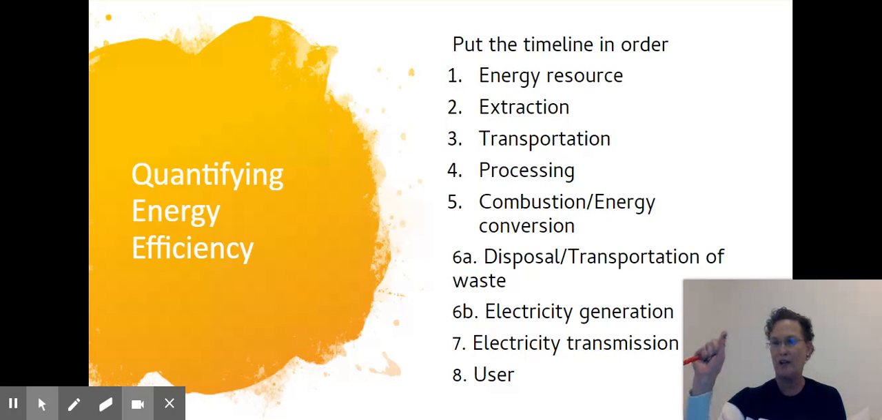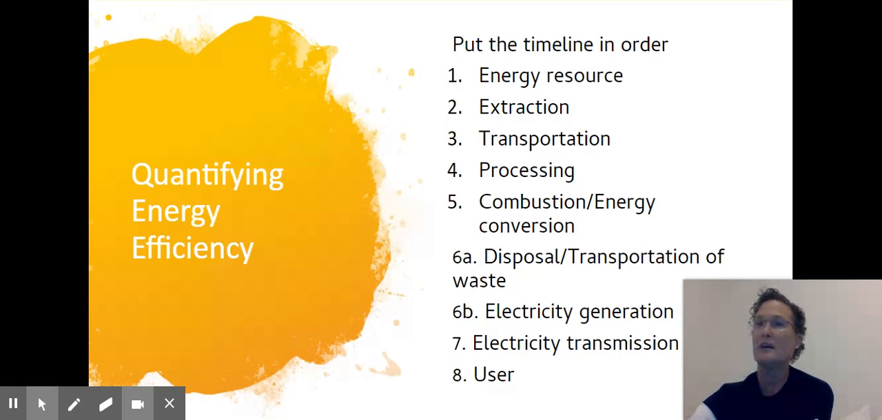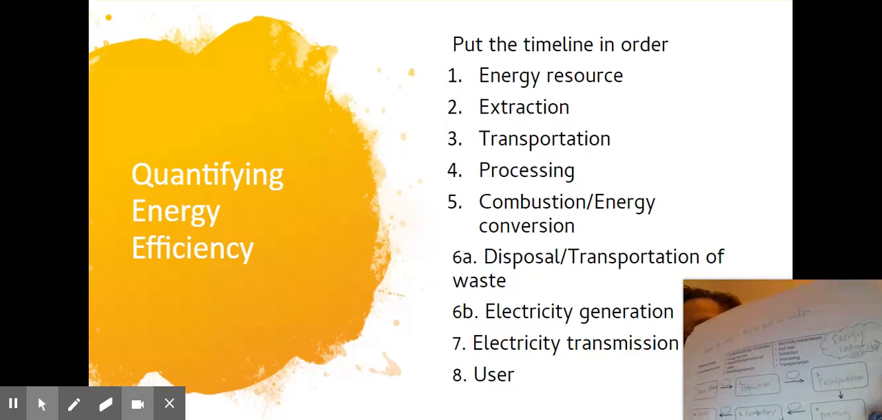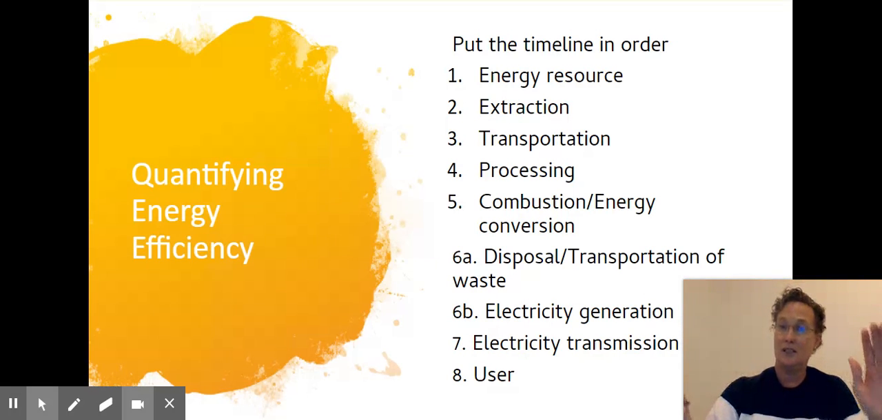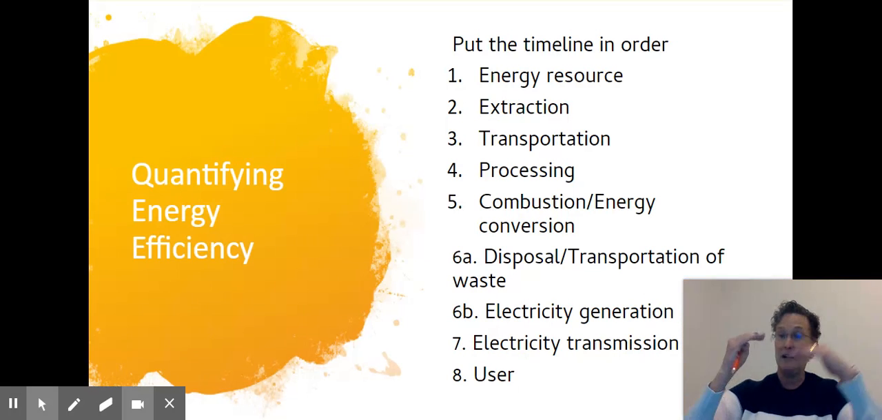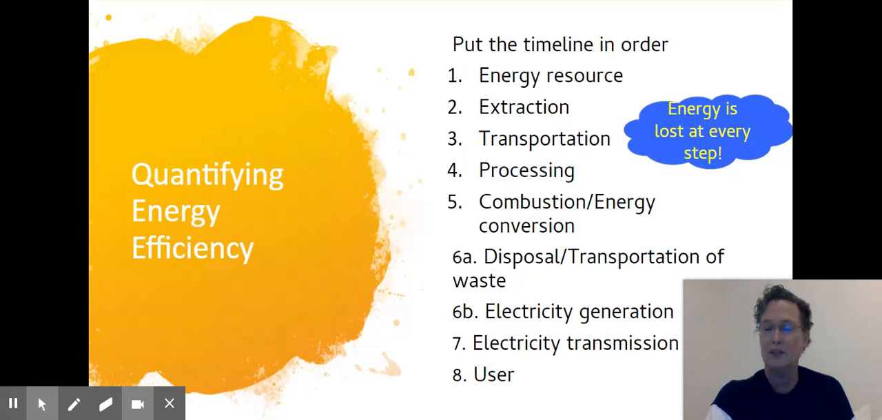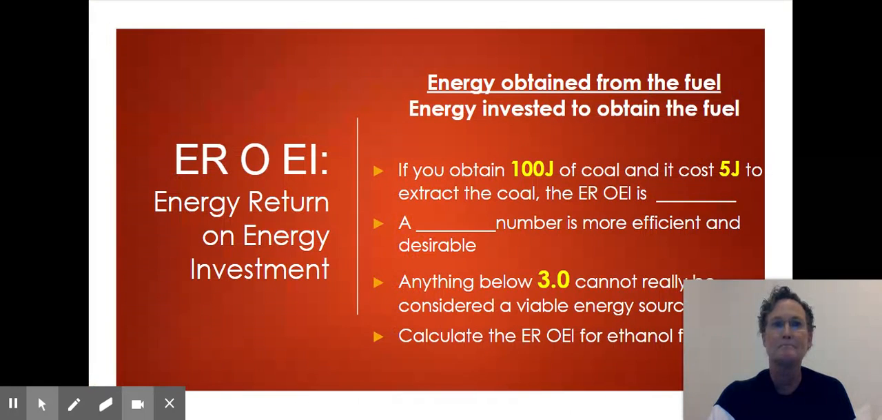And at each point along the way, energy is lost. So that's what you're writing in this thing right there. Energy is lost. So if you can cut down on any of these losses, you will increase the total amount of energy that ends up at the end user. So energy is lost at each step, and there's pollution at each step too.